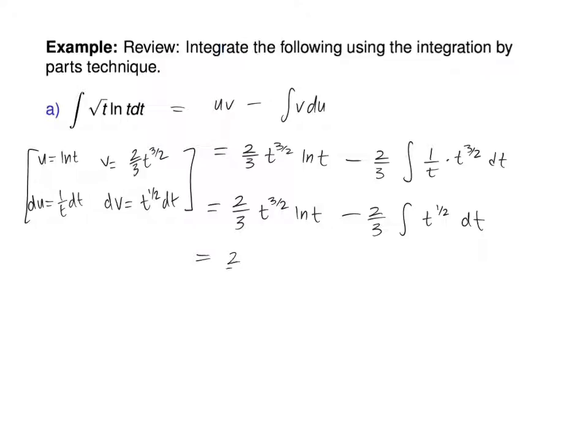All right, so 2/3 t to the 3/2 ln t. And then the antiderivative of t to the 1/2 is 2/3 t to the 3/2. So can I just go ahead and say 4/9? Okay. And then don't forget your plus c.